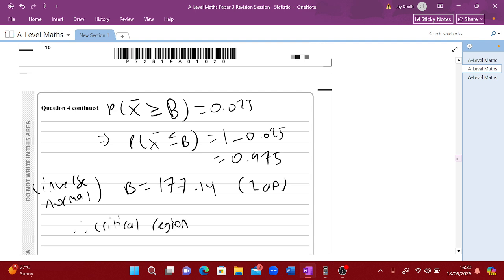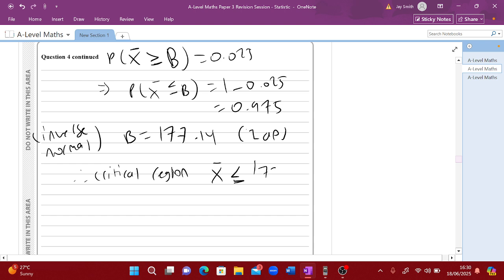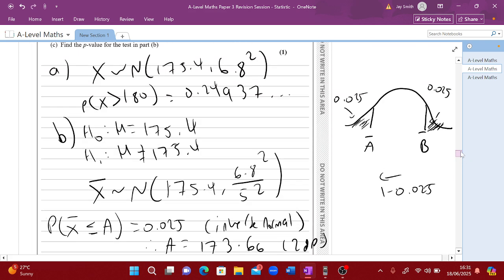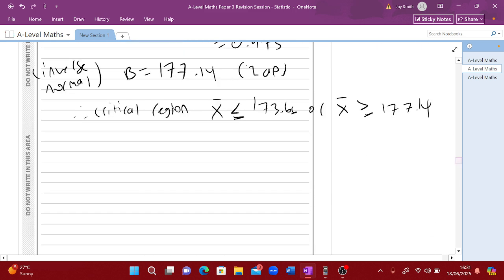is, again, the mean is either x bar less than or equal to, what was it, 173.66, or x bar is greater than or equal to 177.14. Okay, now we can compare that to the mean they've given. Now the mean they've given was 177.2. So 177.2 lies in the critical region. So 177.2 is greater than 177.14, so lies in the critical region.